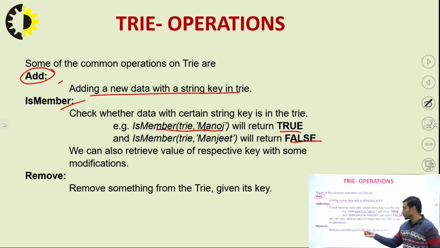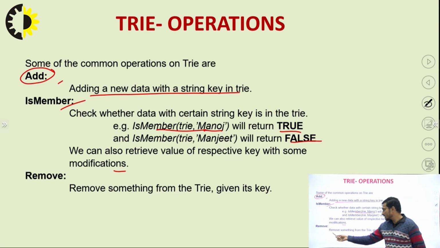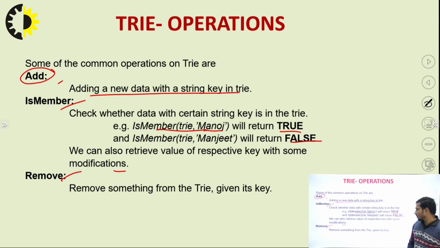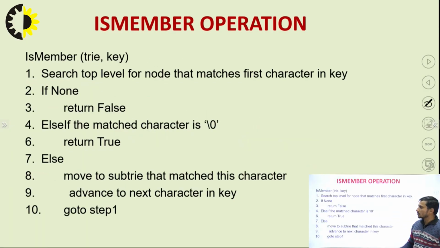Now, we can also do certain modifications. Suppose we are going to do an update operation. First we have to find out where the key is available, and after that we can modify it. And another operation is the remove operation. If we want to remove some key from the trie, we can remove that also. So, those operations we have discussed here.